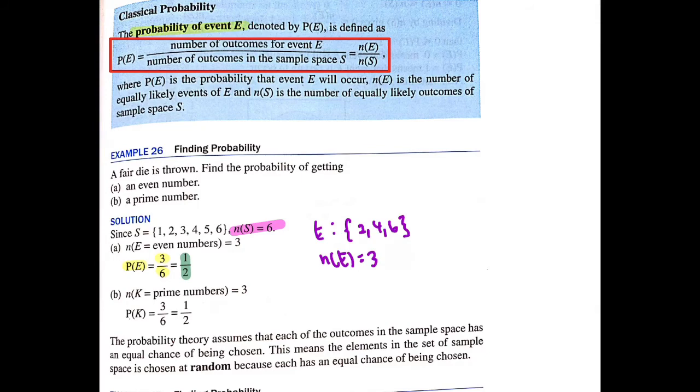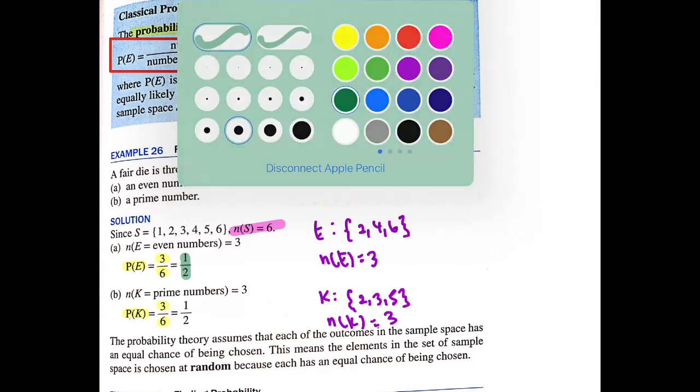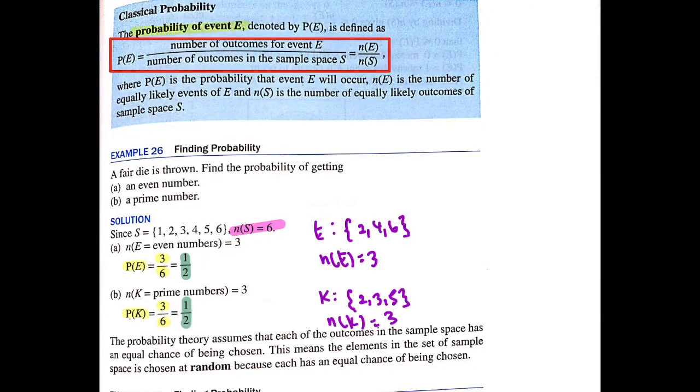Let's see the next example. Find the probability of getting a prime number. Let's say the event is K, getting a prime number. The prime numbers are 2, 3, 5. So the number of the event of getting a prime number is 3. Therefore, the probability of getting a prime number is 3 divided by the number of sample space, 6. Again, you can simplify it, so the answer is 1 over 2.